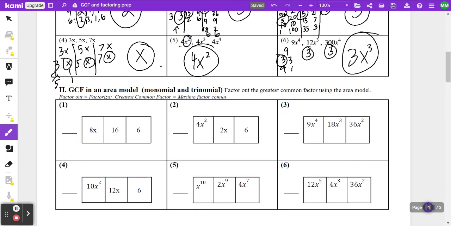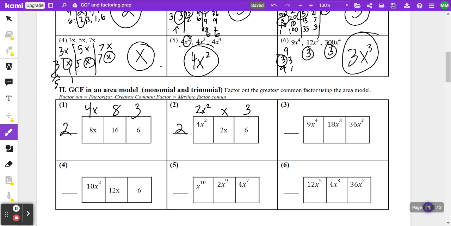Okay, we continue. Now we're factoring things out of an area model. The biggest number that goes into each of these is 2. And x doesn't go into each of these. So I'm going to have 2 times what is 8x? Well, 2 times 4x is 8x. 2 times 8 is 16. And 2 times 3 is 6. What's the biggest thing that goes in all of these? Again, it's just 2. So 4x squared divided by 2 is 2x squared. 2x divided by 2 is just x. 6 divided by 2 is 3.